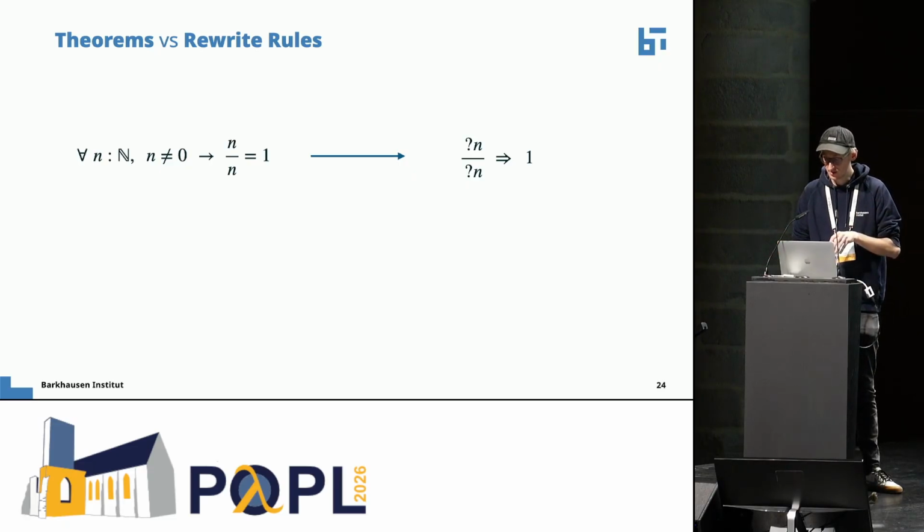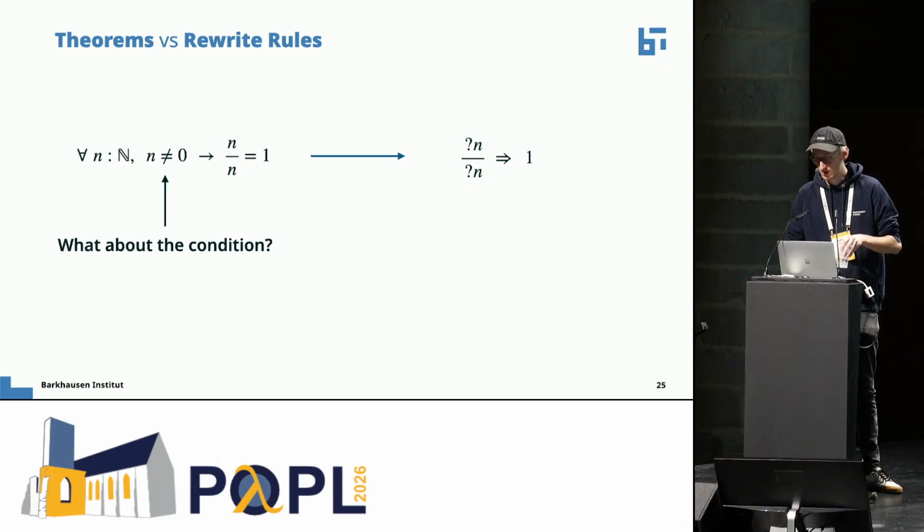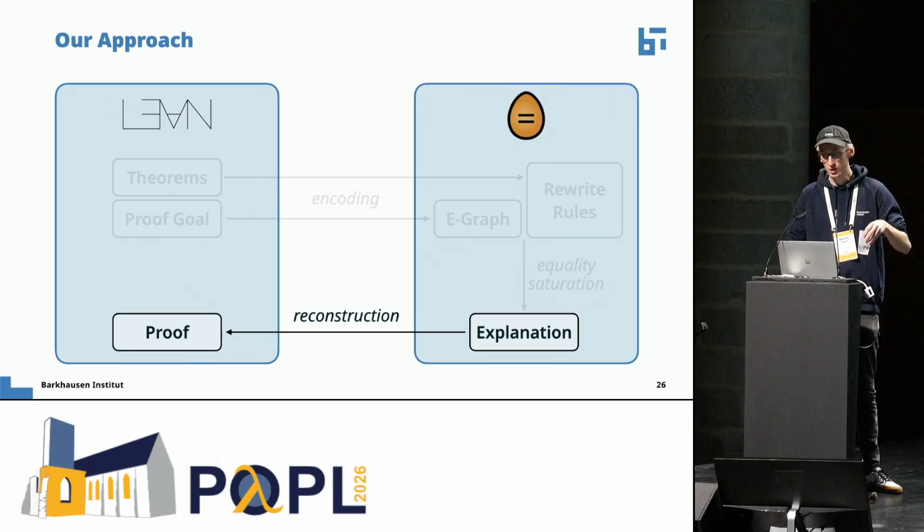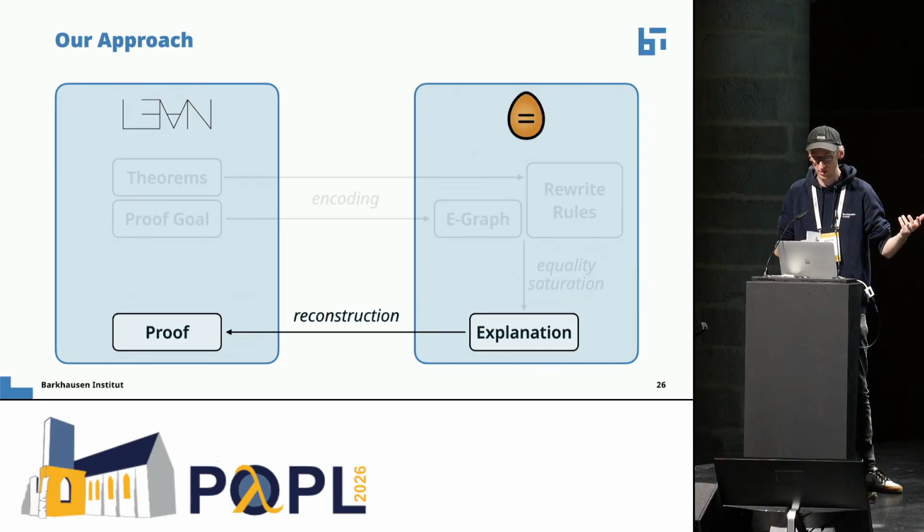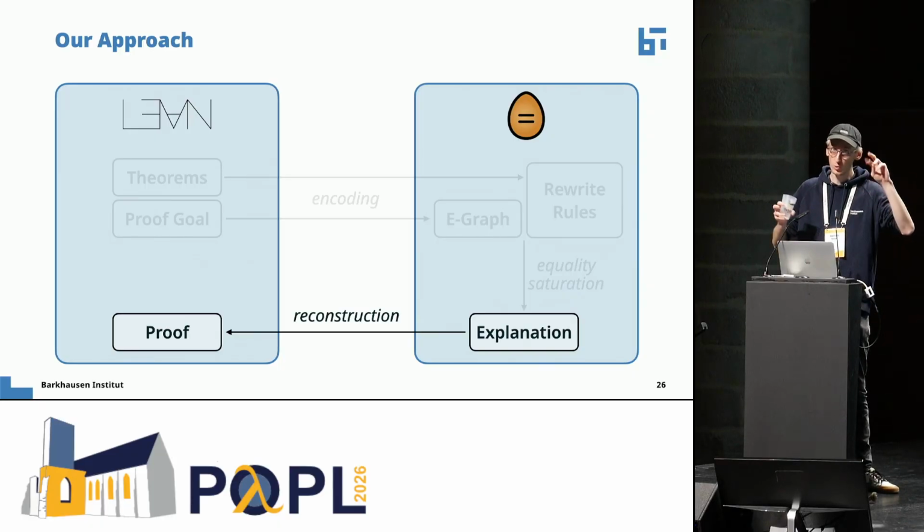And the reason this is actually a problem, namely ignoring the conditions is a problem, is because recall in our approach, we actually have to do proof reconstruction at the end. So if we apply a rewrite rule which supposedly corresponds to a theorem, and then we get a proof in this way, then we will not be able to apply the theorem at the end if the rewrite rule is too unsound.